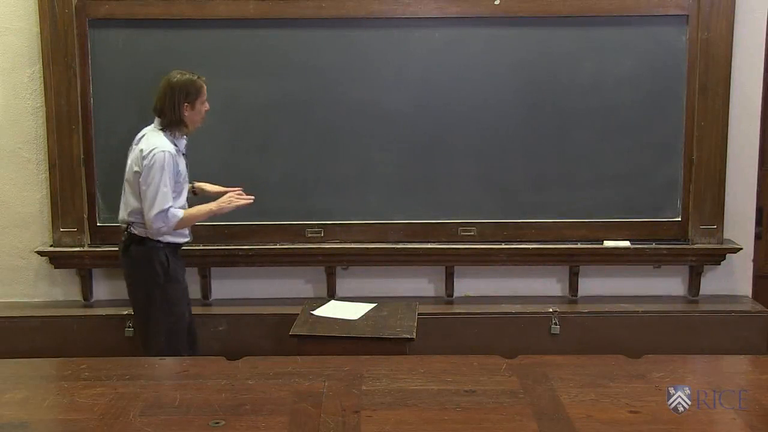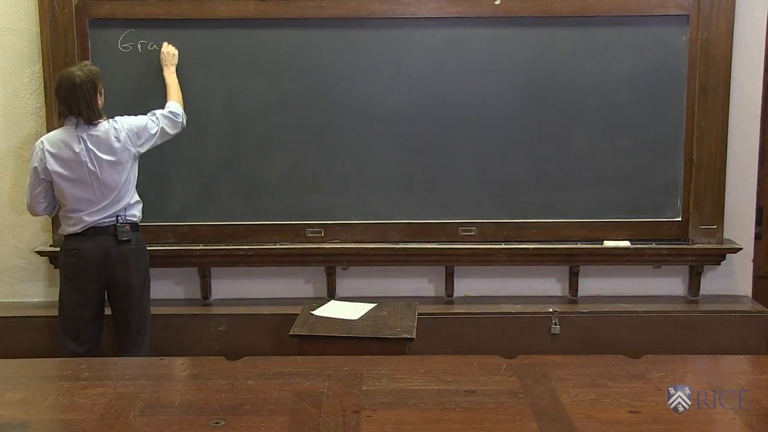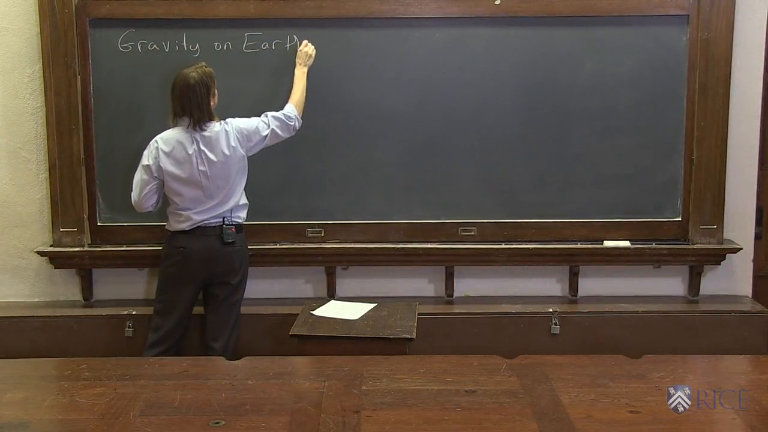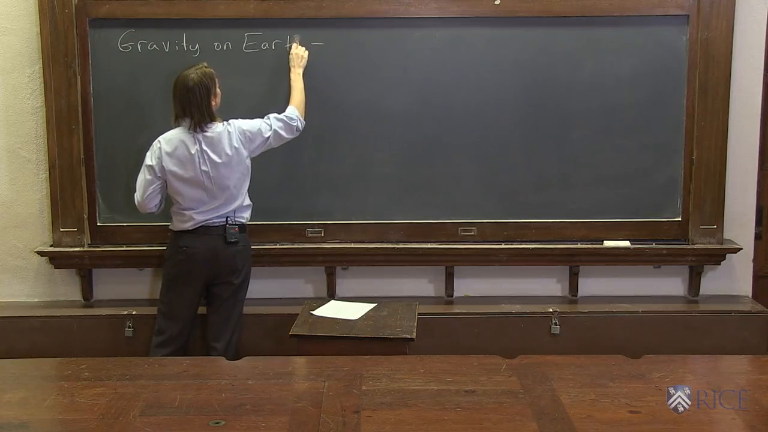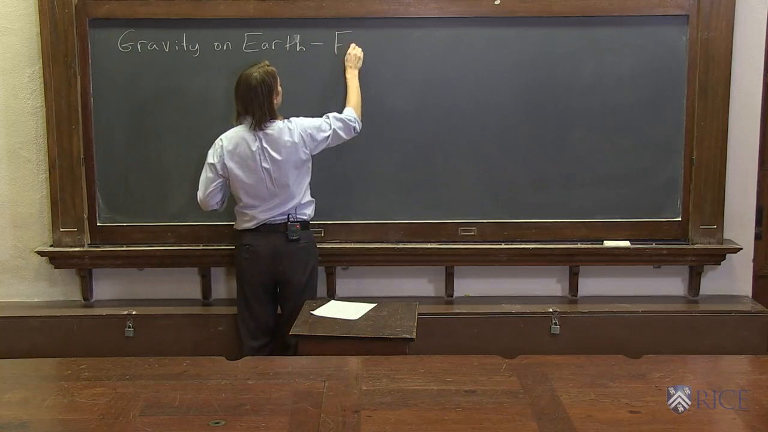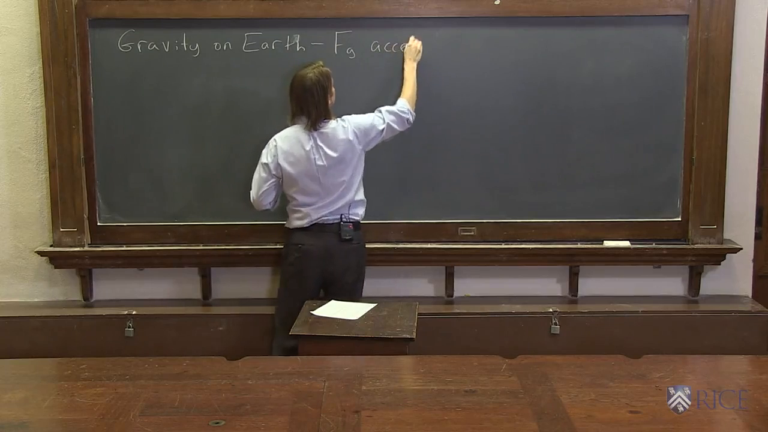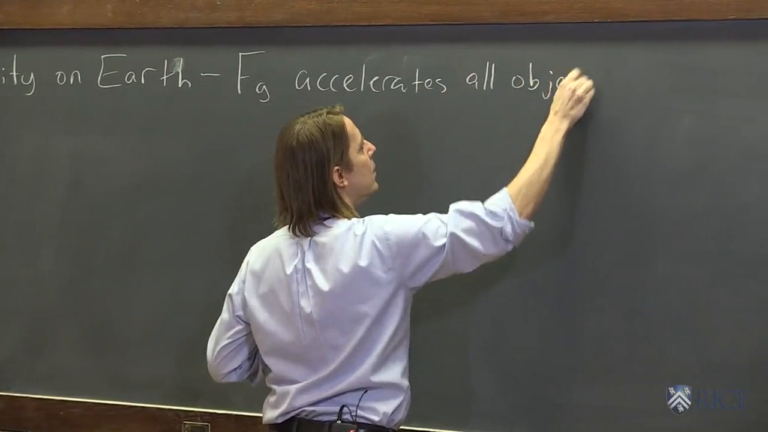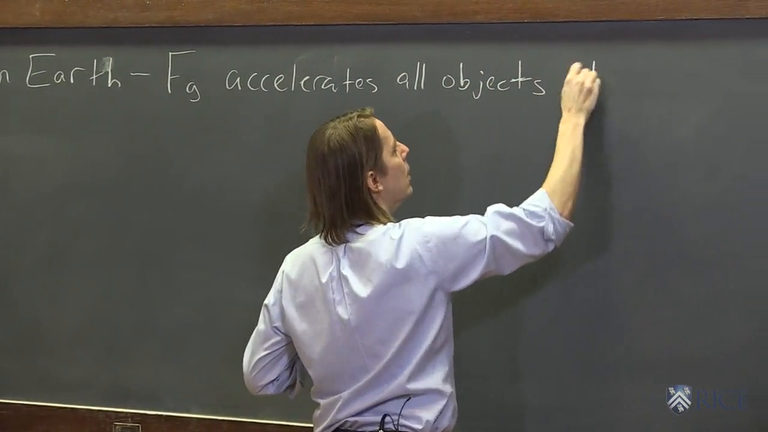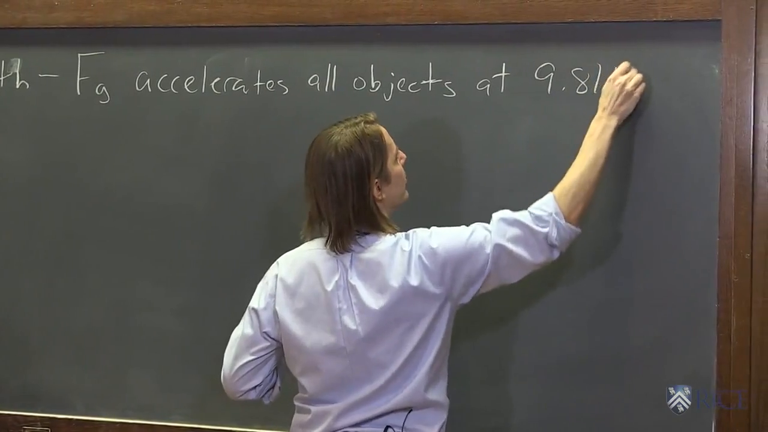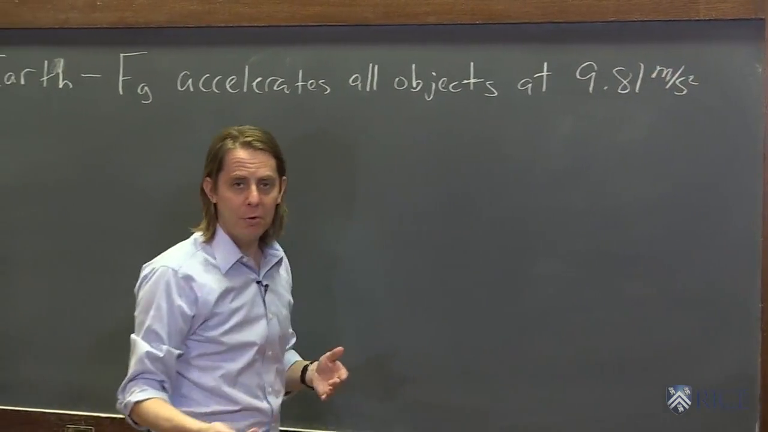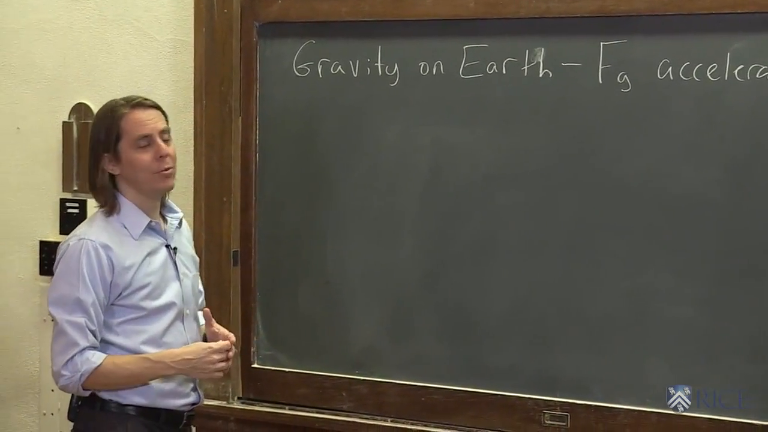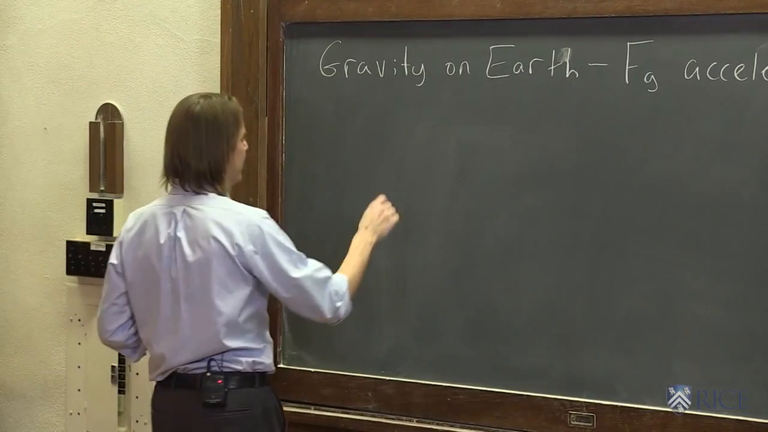Let's bring this back down to Earth for a second, and let's look at gravity on Earth, meaning near the Earth's surface. All right, so the gravity near the Earth's surface, I would say that Fg accelerates all objects at 9.81 meters per second squared, which you already know from one of the earliest weeks of this course, is that everything falls at 9.81. So let's see how we get that from universal gravitation.